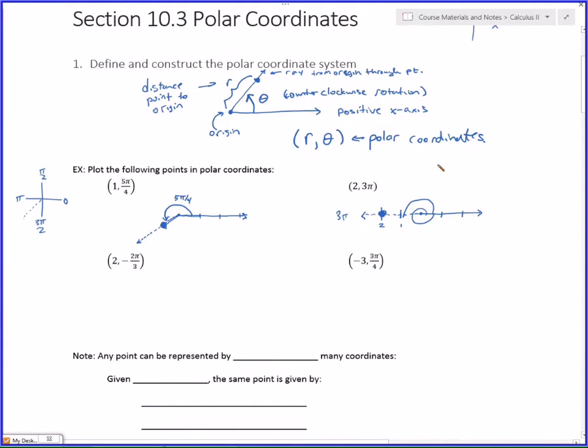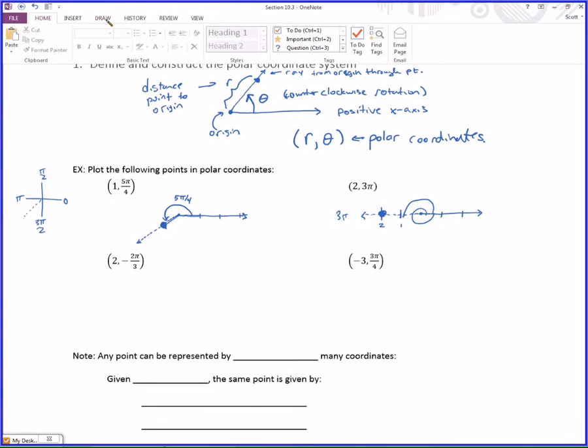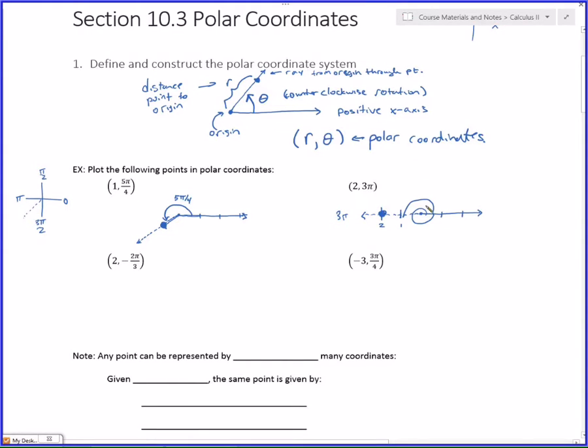By the way, it's interesting to note, this point could also have been represented by a different angle. What if I only went this far, pi, and then went 2 in that direction? What about 2 comma pi? Notice that has the exact same location as 2 comma 3 pi.